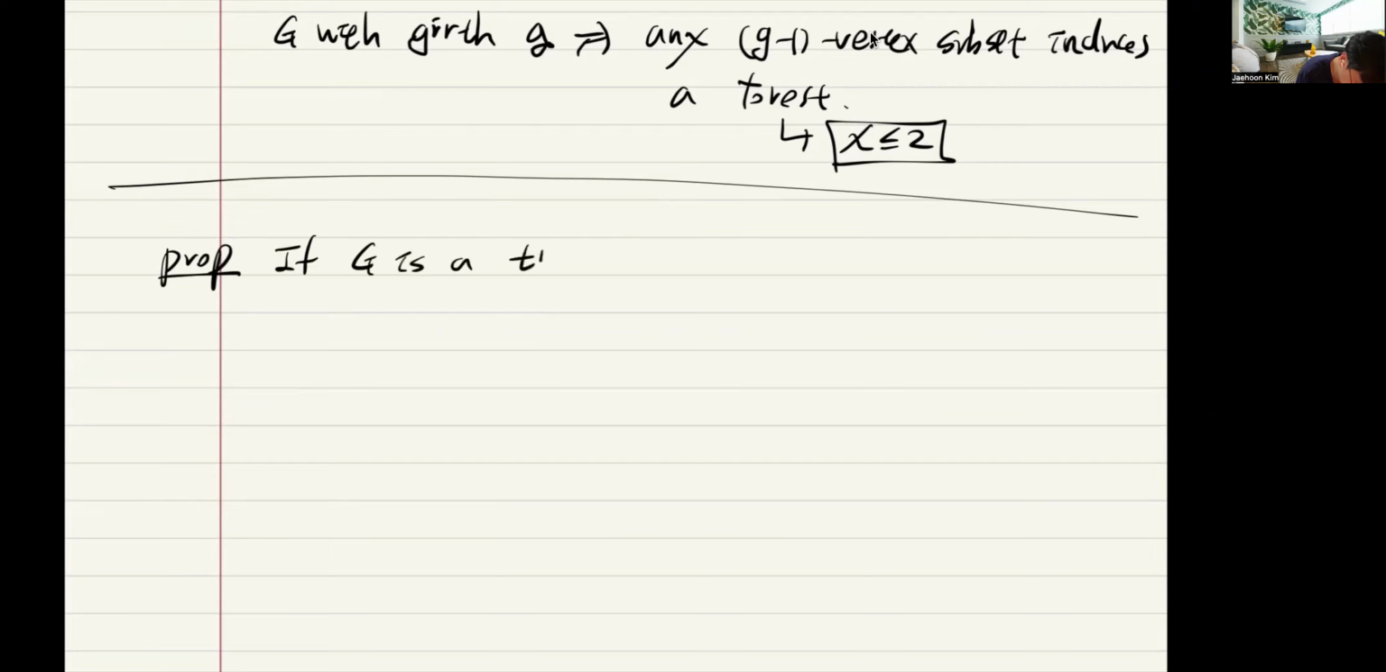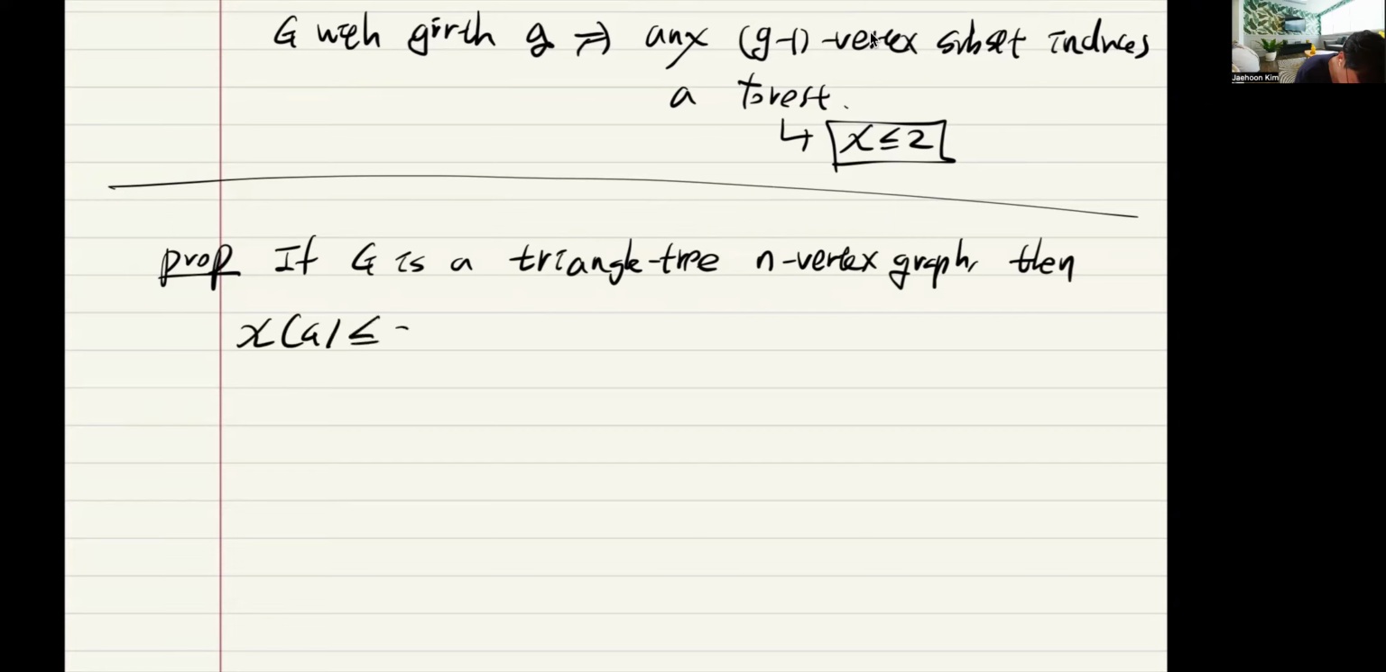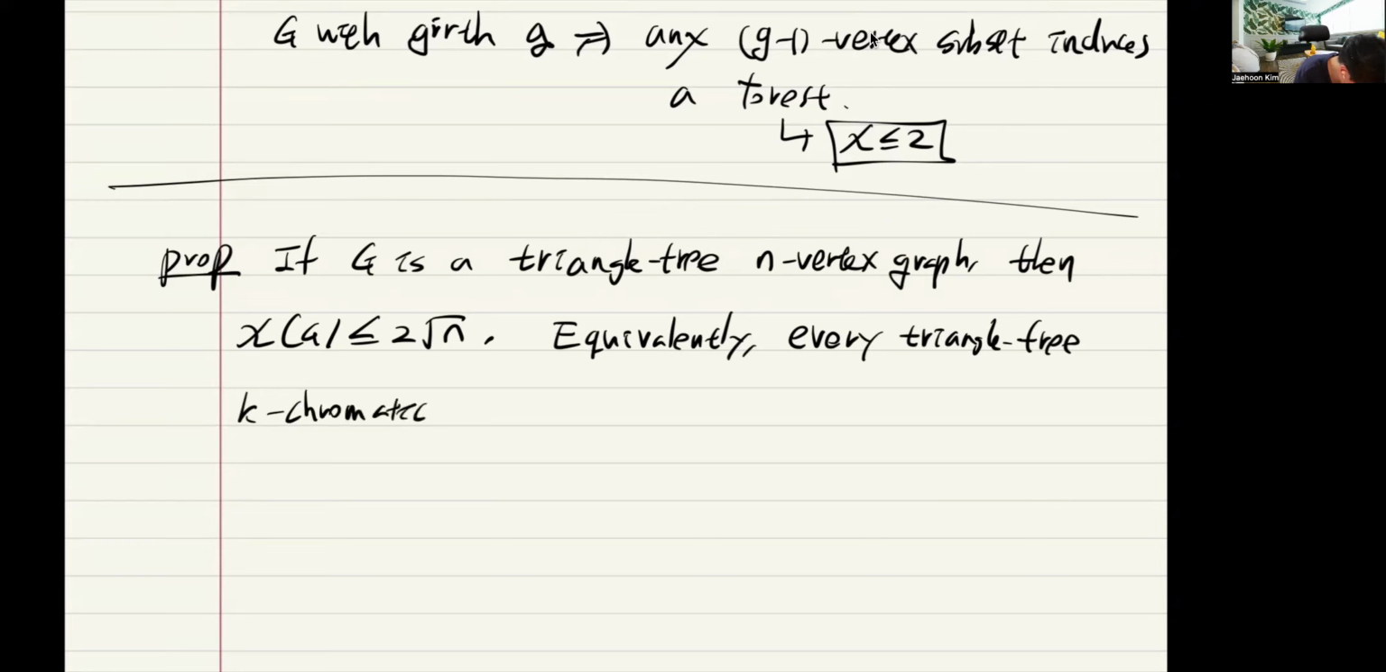If G is a triangle-free n vertex graph, then its chromatic number is at most 2 square root of n. Equivalently, every triangle-free k-chromatic graph has at least k squared over 4 vertices.